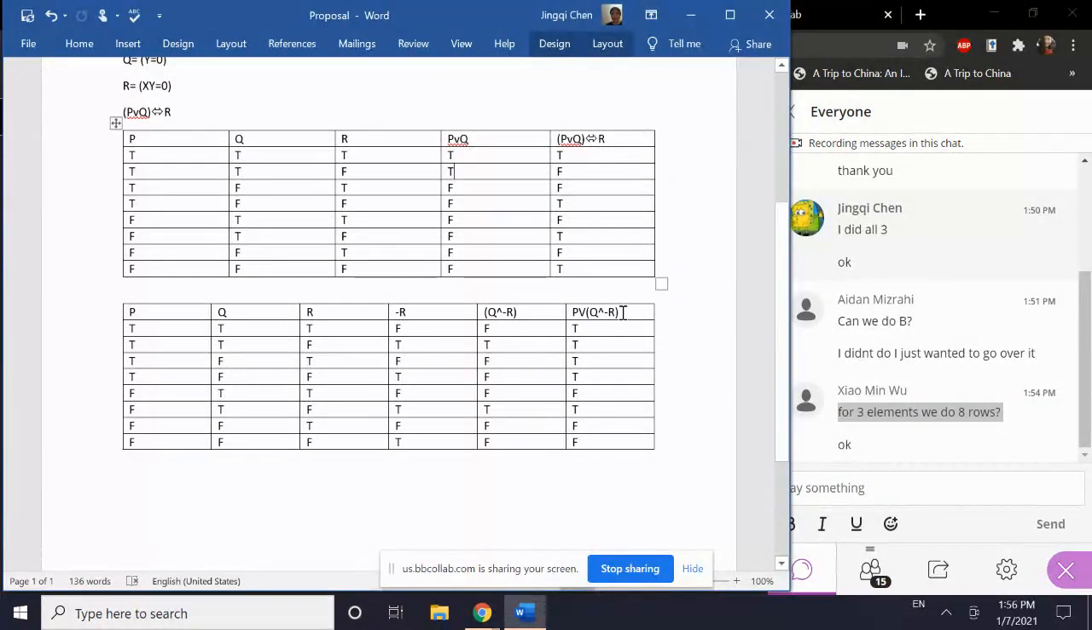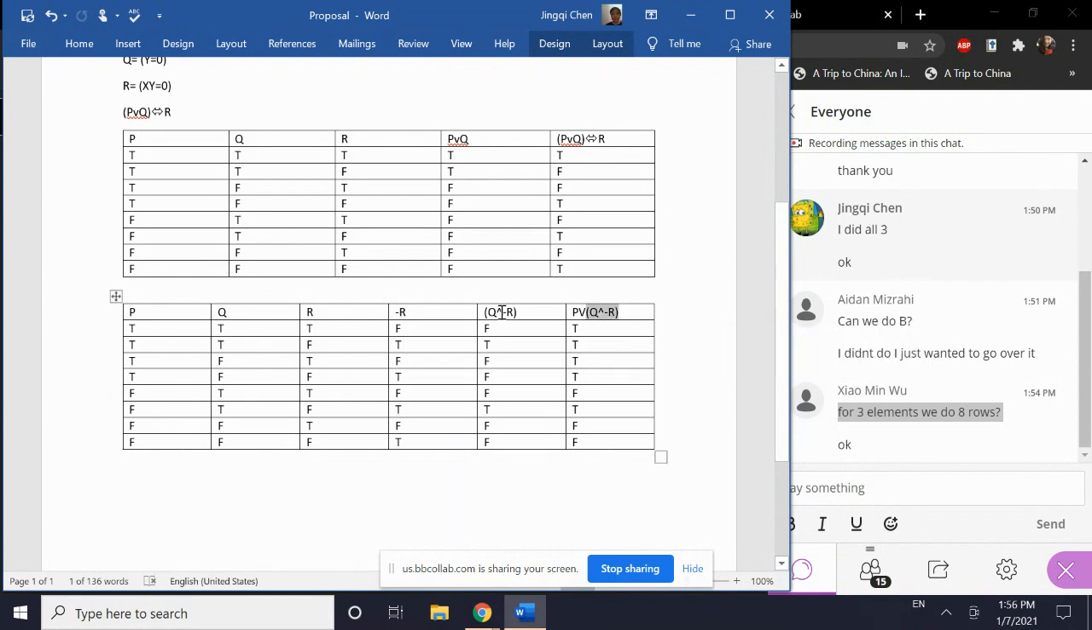it was the same thing, but you have this one here. You have not R, so you also have to solve for not R. So you would find all the combinations again for P, Q, and R, and then you would find not R. If it was true, then it would be false. If it was false, then it would be true. And after you get not R, you can find this part all together.